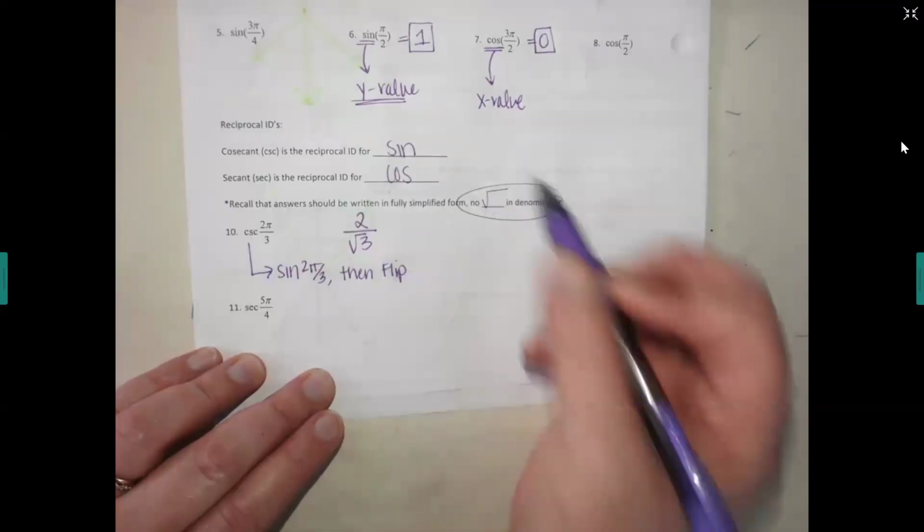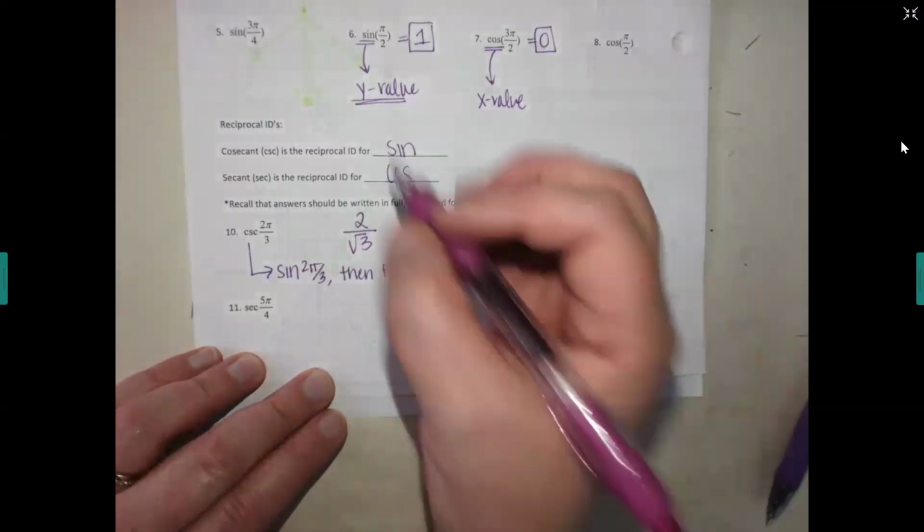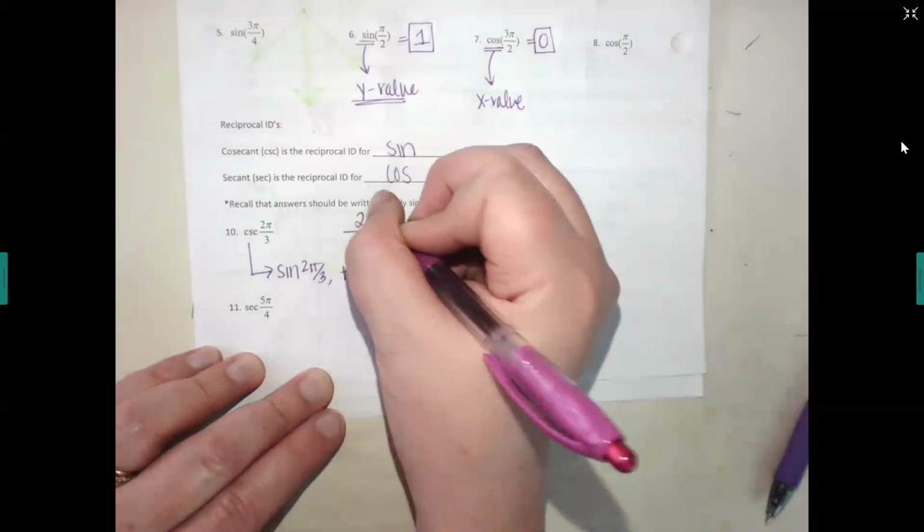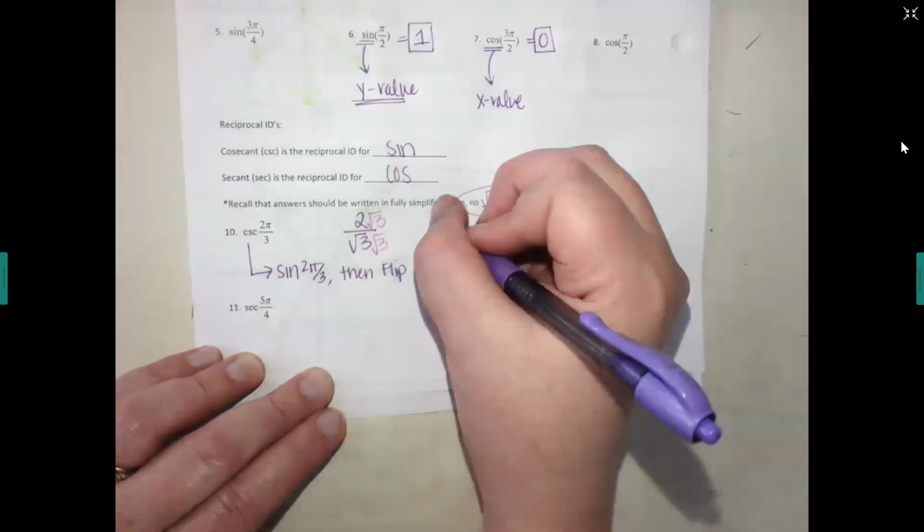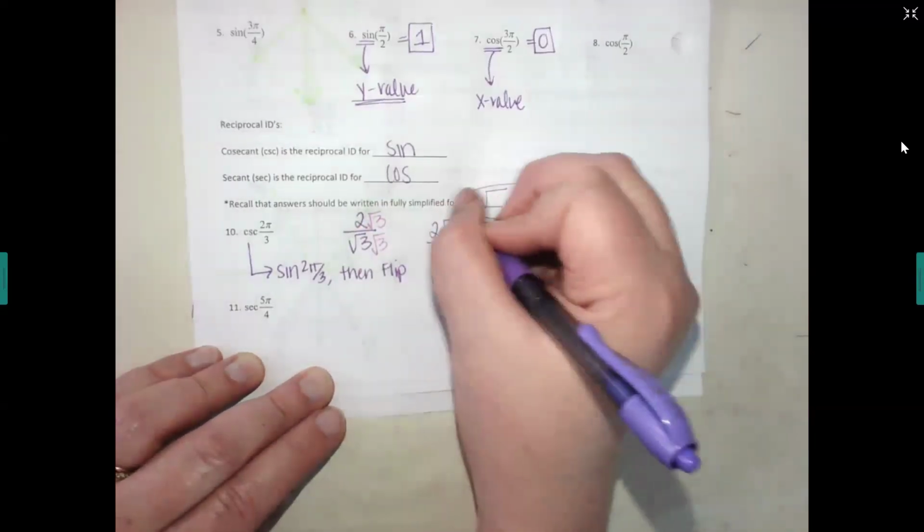Now, will Delta Math count this answer correct? No, because remember, no square roots left in the denominator. So I'm just going to multiply by root 3. And you should get 2 root 3 over 3.